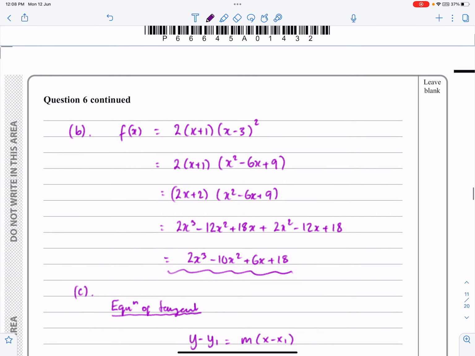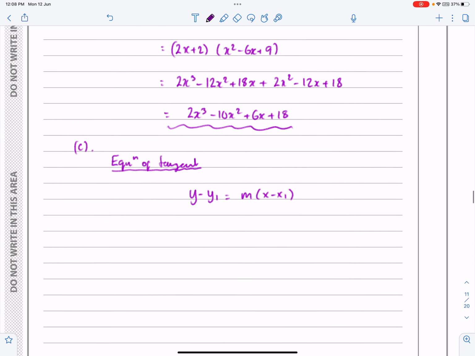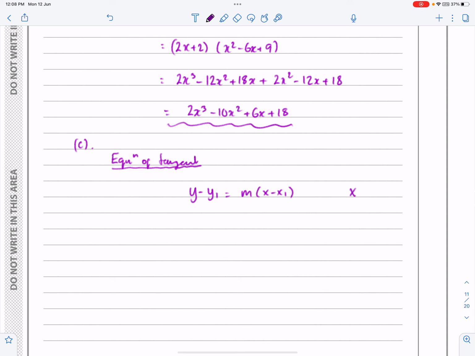What do I have so far? Well, if it's at the point x equals a third, that's all I've got to start off with. I've got x1 equals a third. I haven't got m and I haven't got y1. So it doesn't matter which order you do them in. It's up to you as to how you're going to work this out. I'm going to say f(x) equals 2x cubed minus 10x squared plus 6x plus 18.